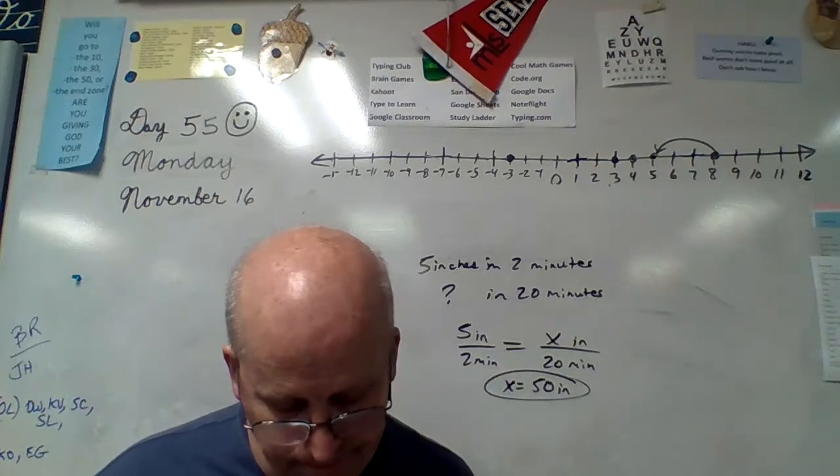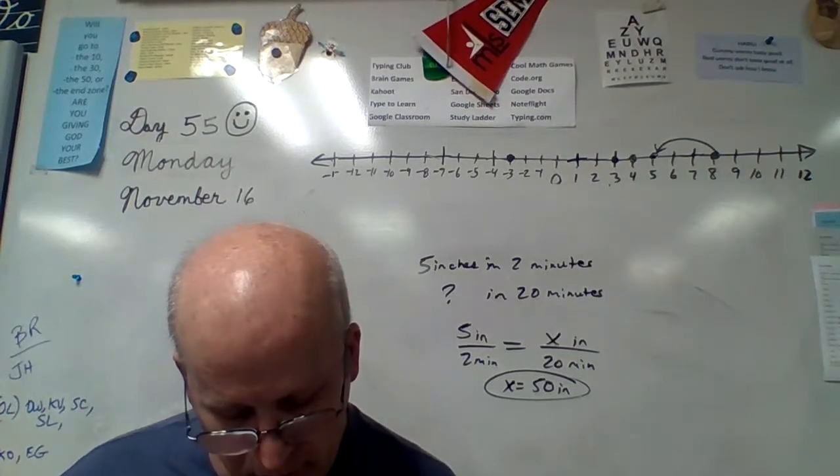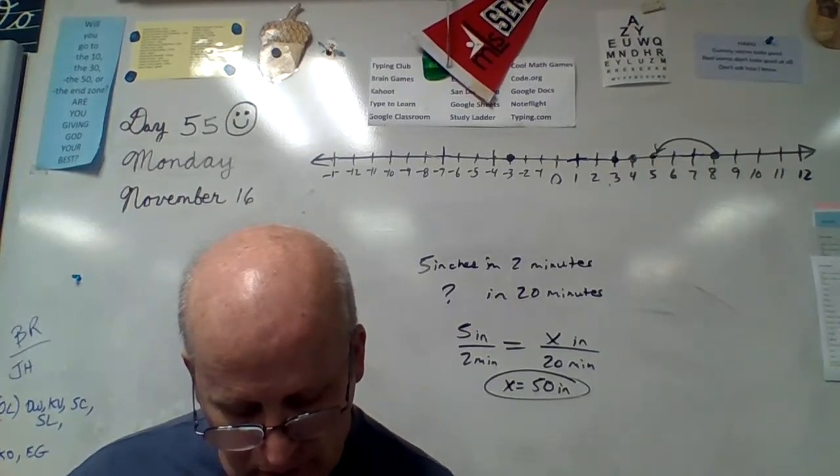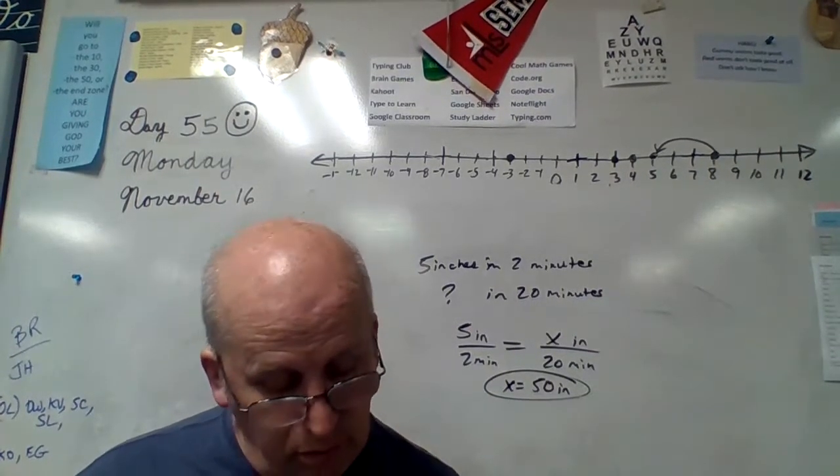Okay, 21 to 23, that's using proportions to solve similar polygons. Don't forget to draw a picture for 23.